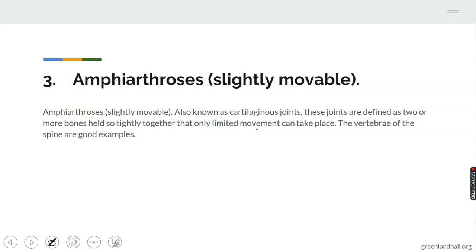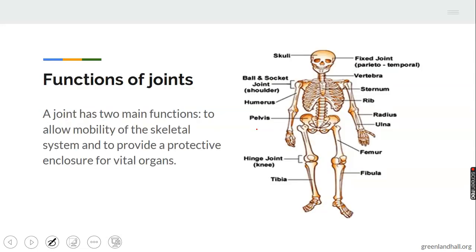Then we have the amphiarthroses. These are slightly movable. We have freely movable, you can move them. Then we have some that are slightly movable. They are also called cartilaginous joints. When two or more bones are held so tightly together, only a limited movement can take place. For example, the spine. You can move your back, but you cannot move it as you would like to move it. So we call that the slightly movable joint.